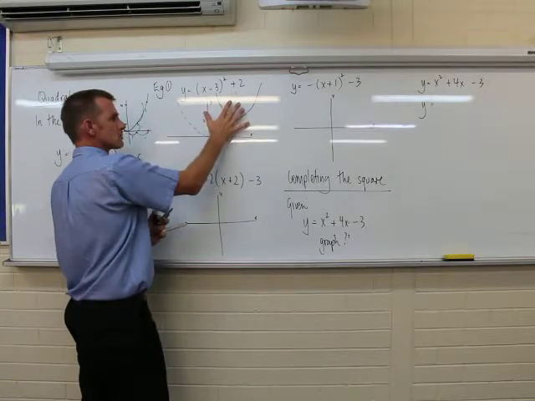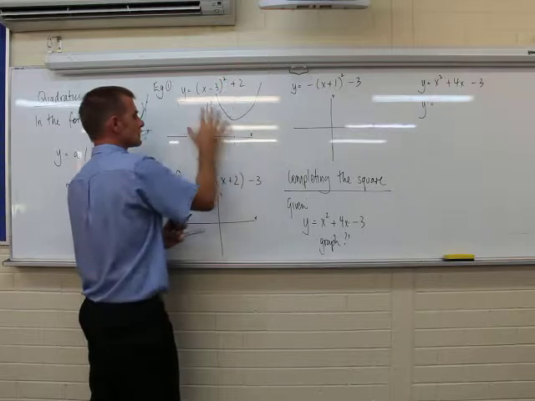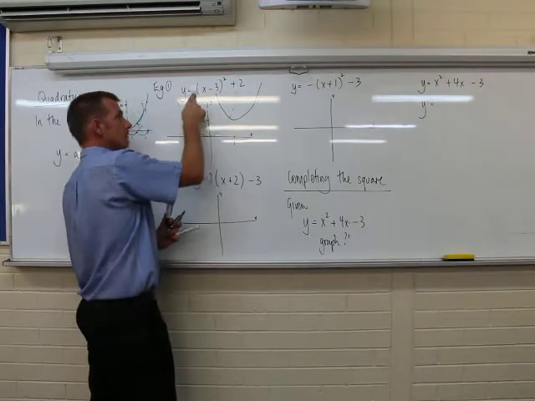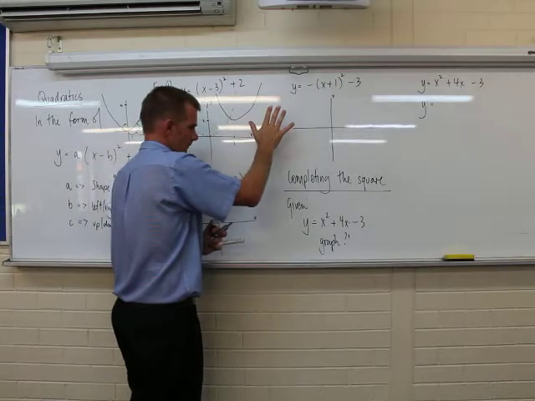So this is where this has moved to. It's moved 3 to the right and 2 up. So it's the same shape as the original graph. It's still a 1 shape here, but the position of it's moved.